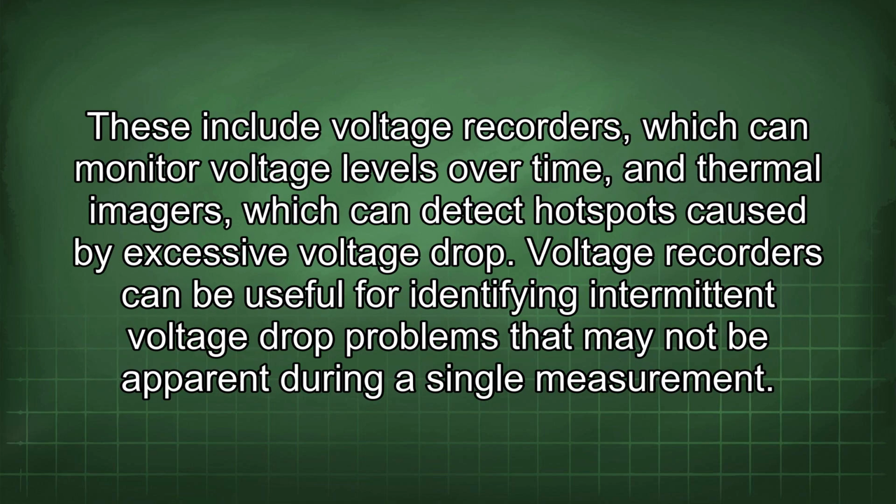These include voltage recorders, which can monitor voltage levels over time, and thermal imagers, which can detect hotspots caused by excessive voltage drop. Voltage recorders can be useful for identifying intermittent voltage drop problems that may not be apparent during a single measurement.